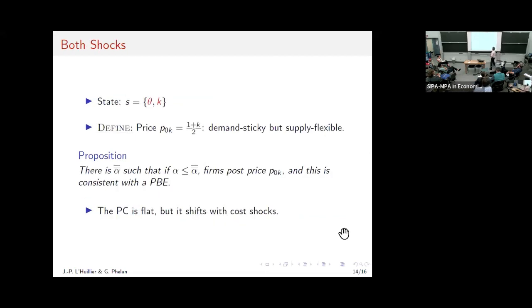And then I can also have the two shocks turned on and define the same price PK, which I'm now calling P0K. This price is demand sticky but supply flexible. This is a very extreme version of shock dependence: the price adjusts with supply, but at the same time is sticky with respect to demand. There's a cutoff alpha bar such that if alpha is below that, firms post this price and it is consistent with a perfect Bayesian equilibrium. This gives you a flat Phillips curve, but a Phillips curve that moves up and down with supply.